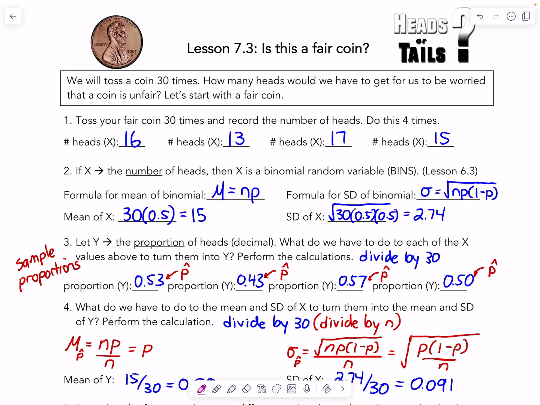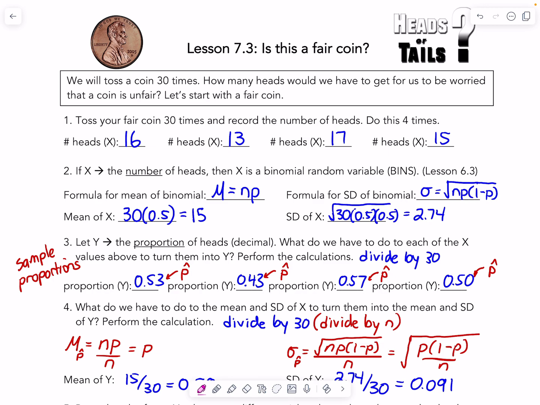So this is what we did: I gave everybody a coin and I asked them to toss it 30 times. Then I asked them to record how many times they got heads. I asked them to do it again and again, so we did it 4 times. And these are the results that I got.